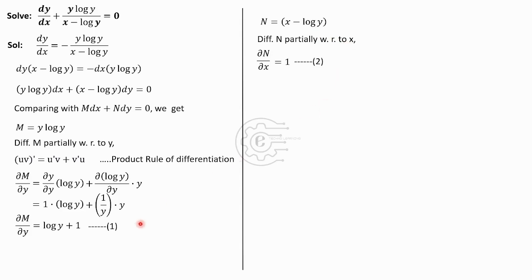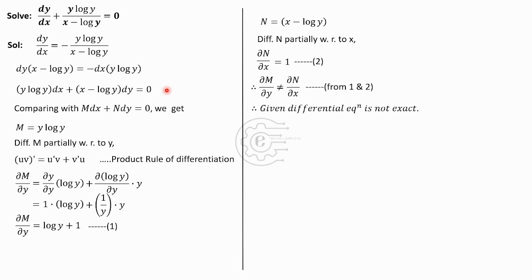Now after comparing equations 1 and 2 we can say that del m upon del y is not equal to del n upon del x, and therefore the given differential equation is not exact, and hence we have to make this equation exact by multiplying it with some suitable integrating factor.